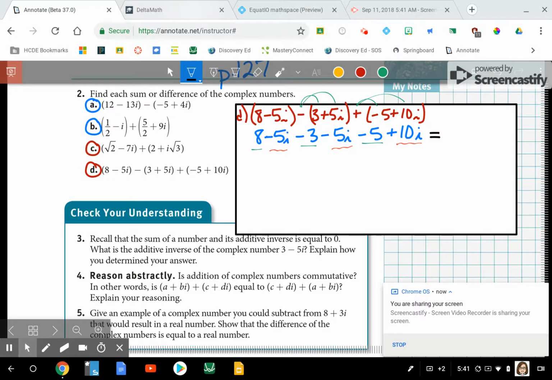Okay, so let's finish this one up. So part D, we have all the terms written without parentheses. And notice what happens when they get combined. We have an 8, a -3, and a -5. Well, if you do 8 minus 3 minus 5, all of those real numbers end up canceling out.